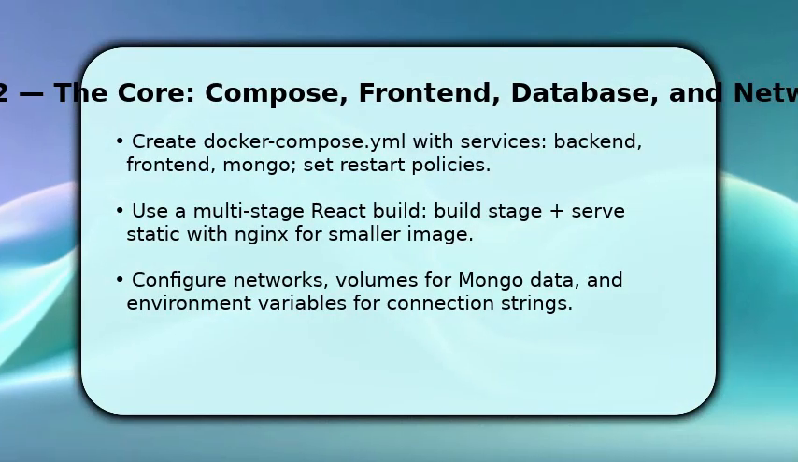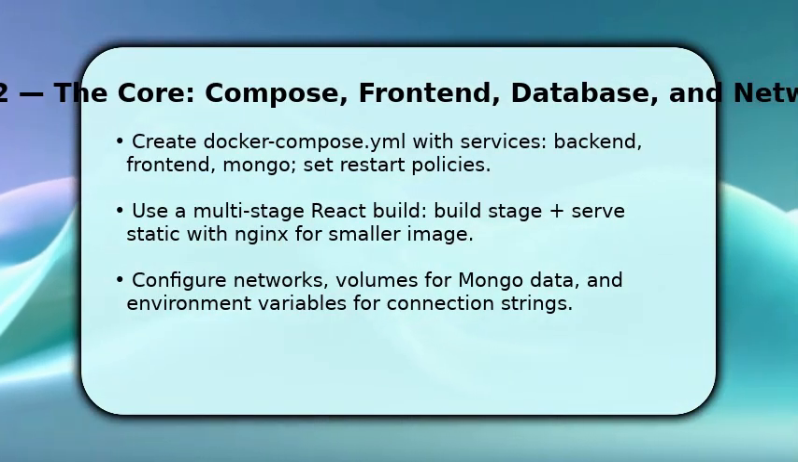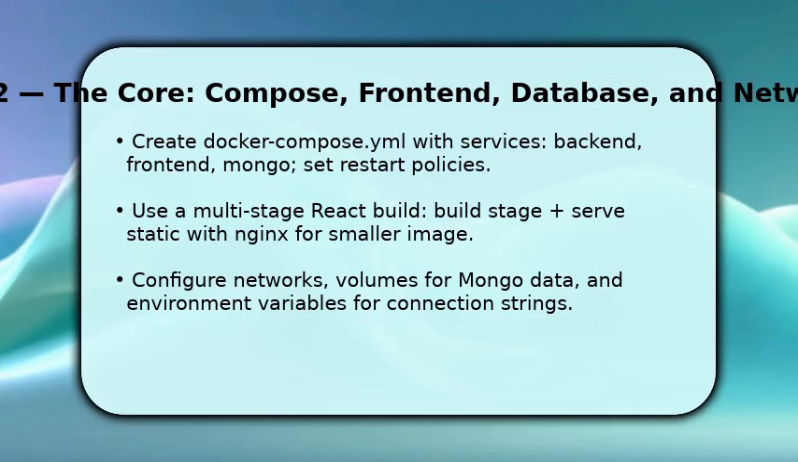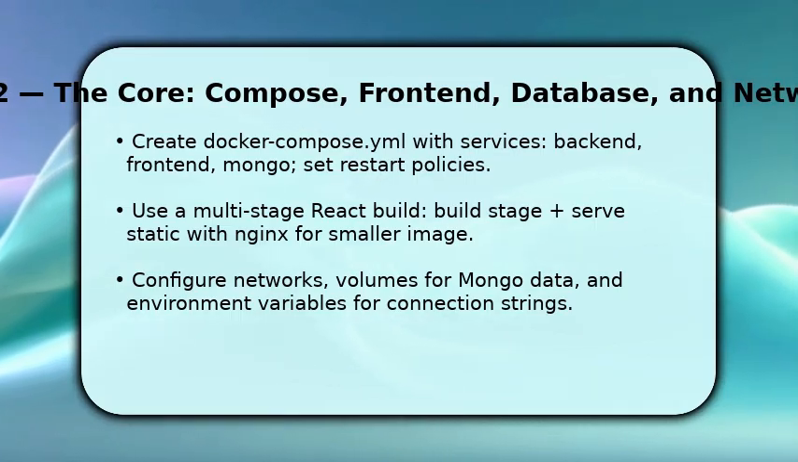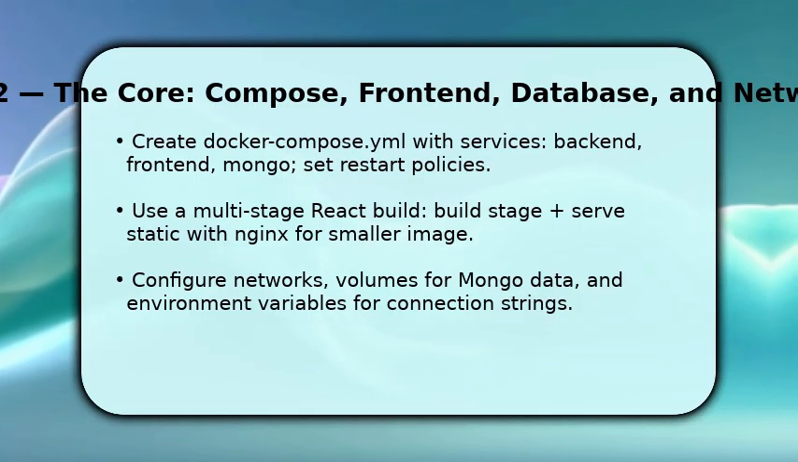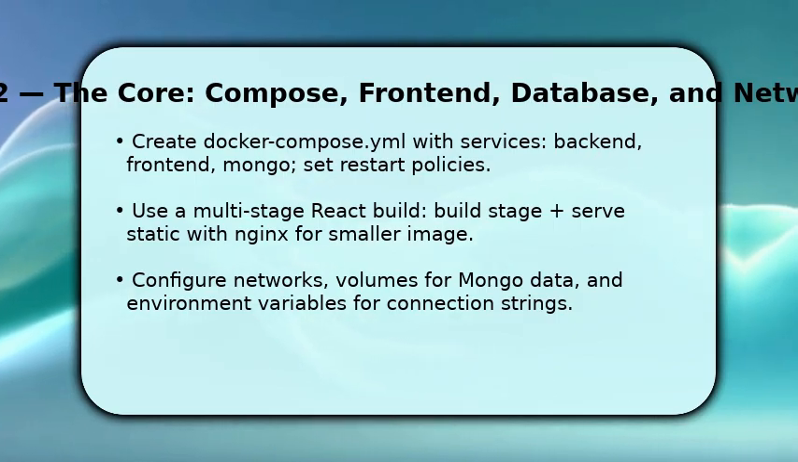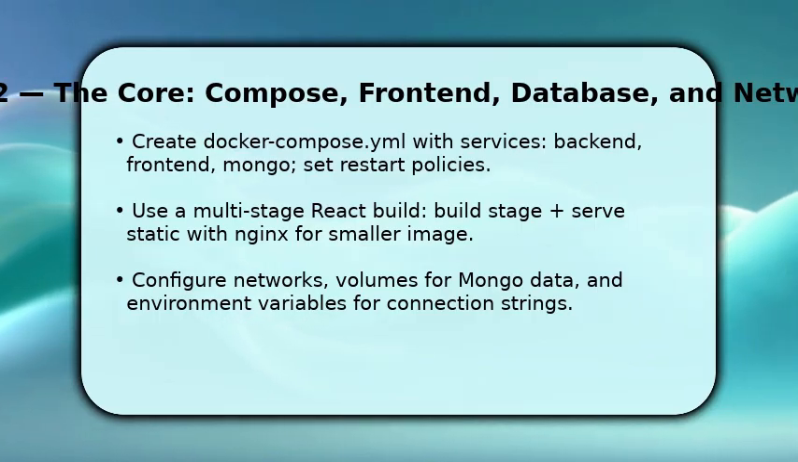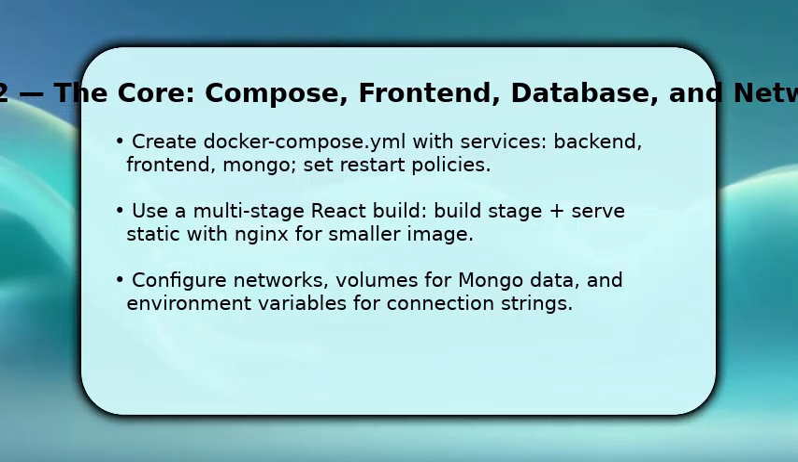Now you connect the pieces with Docker Compose so they behave like a single system. Define services: backend, frontend, and Mongo, and attach them to a shared network. For React, use a multi-stage Dockerfile, build the production bundle, then serve static files with Nginx to reduce image size and improve caching. Mount a Docker volume for Mongo data to persist state.